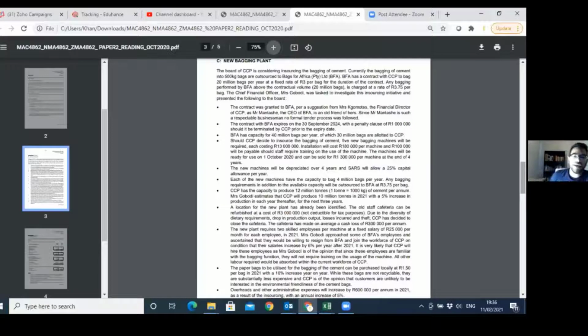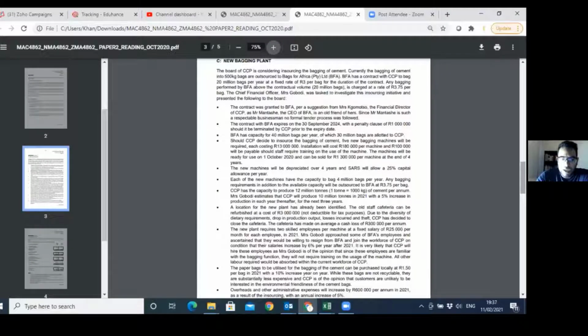So as you can see, they're going to hire people from BFA, and therefore they will not incur that 100,000 rand training cost. You must still have a line item in your NPV calculation for training costs. You must show 0, and then you need to put a reason as to why you're showing 0.